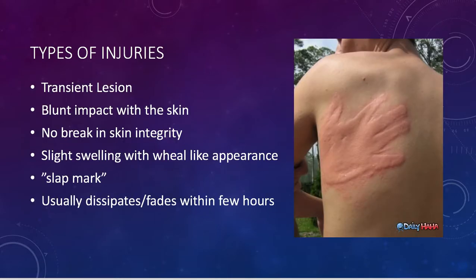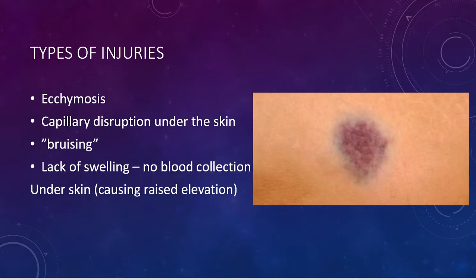Now we're going to go into types of injuries. This is a transient lesion. Transient lesion is the forensic term for a slap mark. It's a blunt impact force to the skin. There's really no break in skin integrity. It looks like slight swelling, like a wheal appearance, if you remember the wheal appearance from nursing school. And it does dissipate and fade, usually within a few hours.